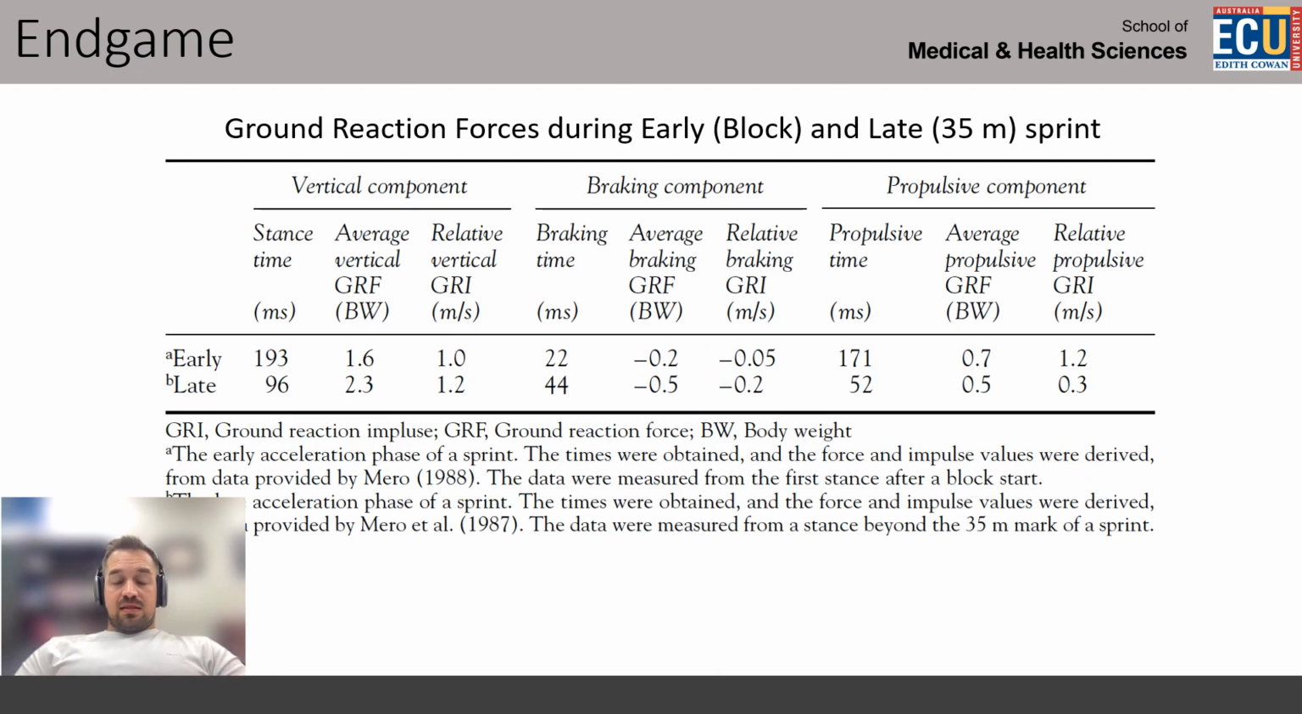Another example is this table showing more in-depth information on the differences between early and late acceleration in sprinters. So your first step out of block versus your foot strike at around 35 meters. And it breaks it down into the vertical component and then the braking and propulsive components, which again is great for descriptive information, but not to infer cause and effect relationships.